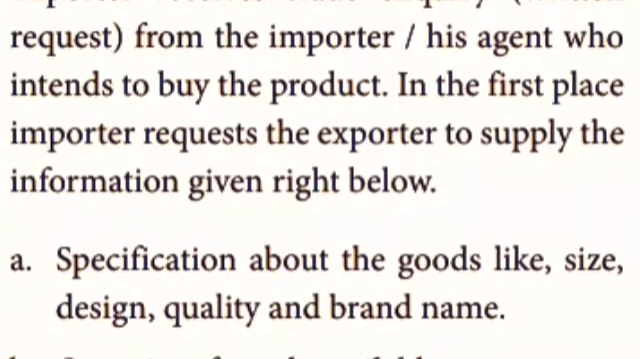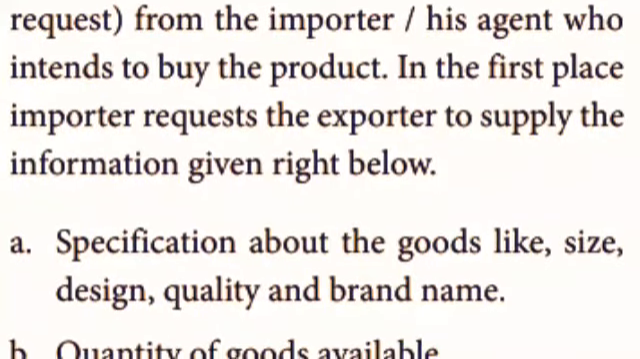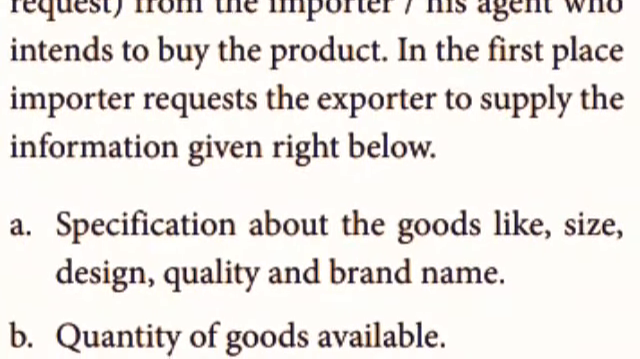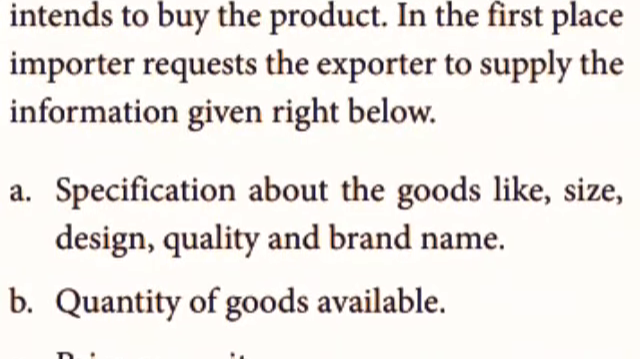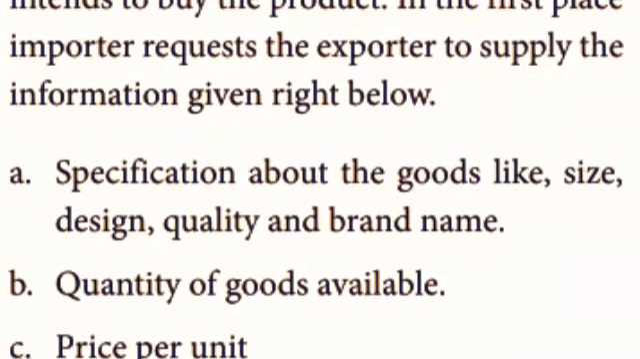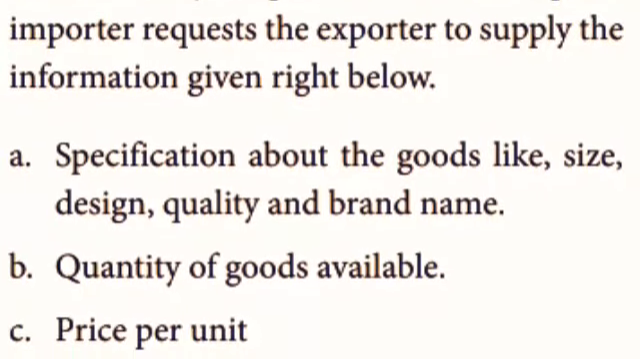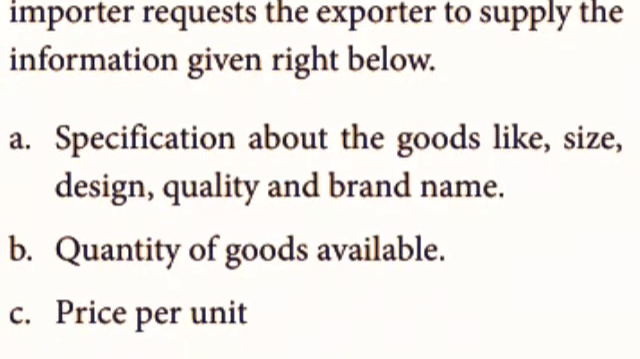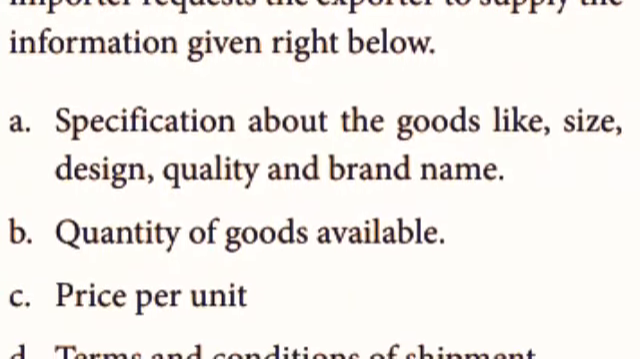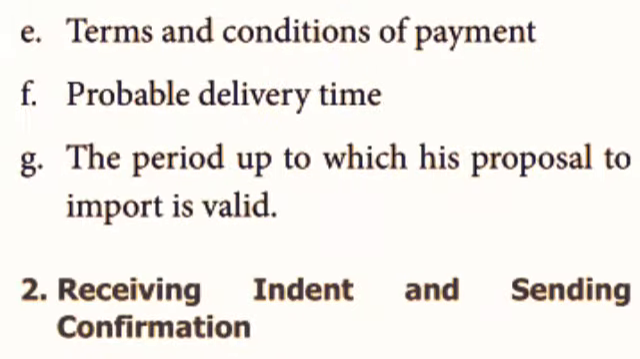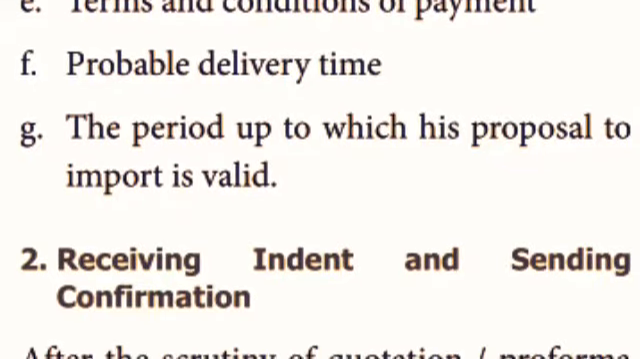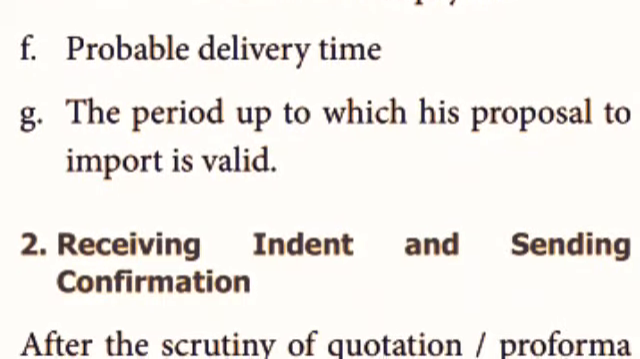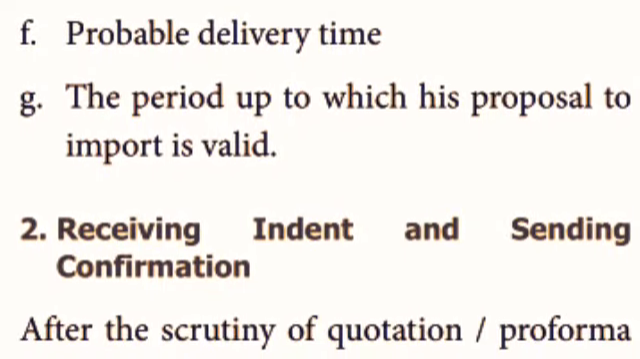Let's see. Specification about the goods like size, design, quality and brand name. அது என்னென்ன, அதோட நேம், அதோட சைஸு எப்படி இருக்கும், என்ன மாதிரி ப்ராடக்ட்டுங்கிறதும் we have to note it. Next one, quantity of a good available, price per unit, terms and conditions of the shipment and terms and conditions of a payment, probable delivery time, the period up to which is proposal to import is valid.